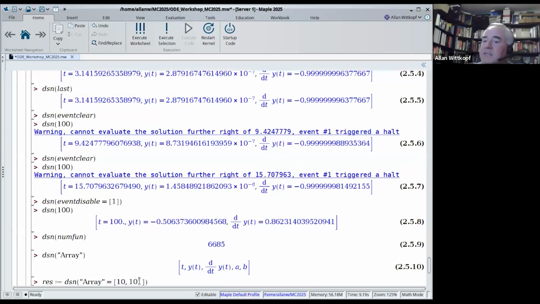If you call with just array and nothing else, and I'm using the string "array" here because array is a reserved word, it's a command, it will tell you, okay, if you ask for array output, these are the columns you're going to get: t, y of t, y prime, a and b. And we include the parameters just so that one can't get confused about a data set.